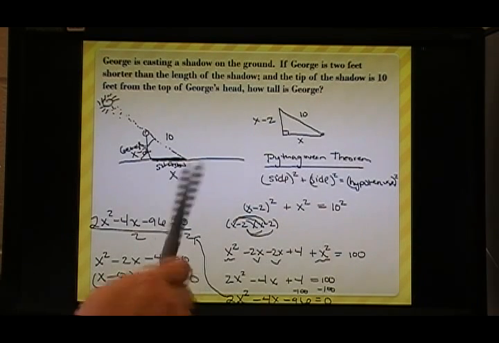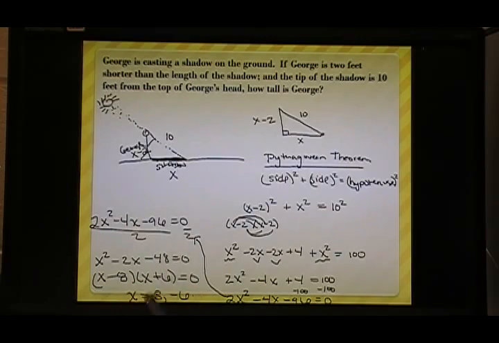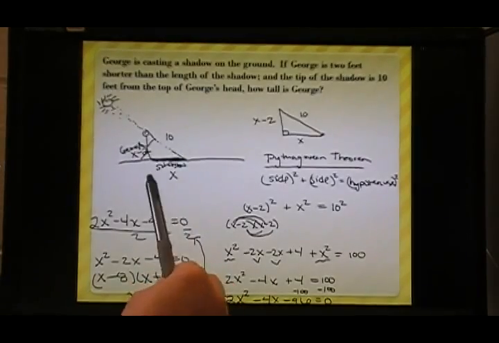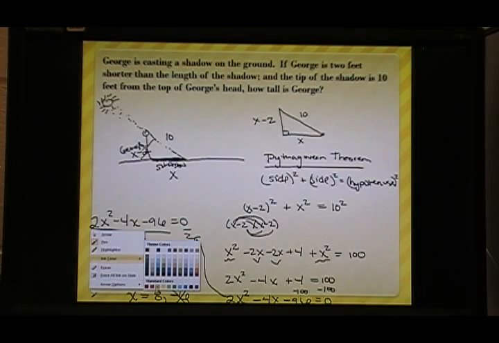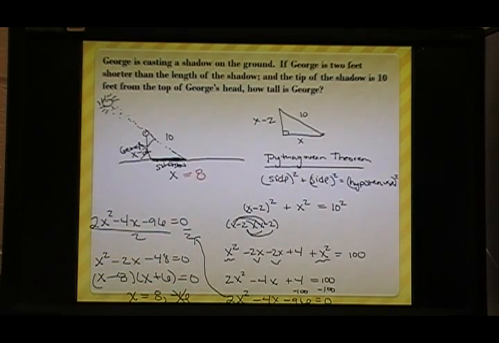So if I go back to my setup and back to what x was, I let x represent the length of the shadow. So 8 feet or negative 6 feet; the negative 6 feet does not make sense. So that tells me the length of the shadow must be 8 feet. And so if the shadow is 8 feet, then George must be 2 feet less. So George must be 6 feet tall. Okay? And that answers the question that was asked.